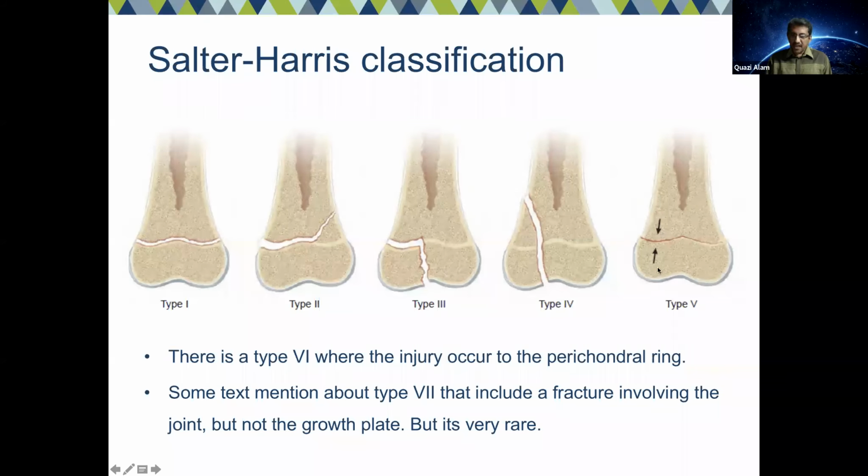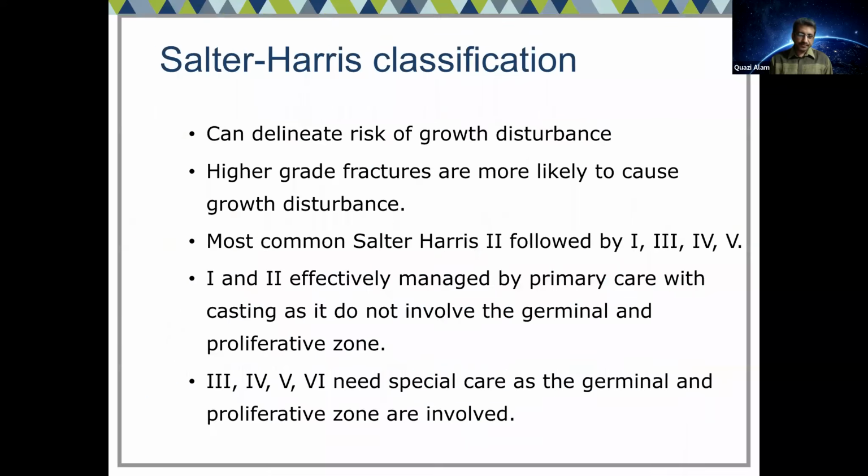In case of type 5, the growth plate is actually crushed between the metaphyses and the epiphyses. So all the 5 layers of the growth plate are damaged. So it has a devastating outcome. So we can see that this Salter-Harris classification can delineate the risk of growth disturbance. The higher the grade, the more likely to cause this growth disturbance.